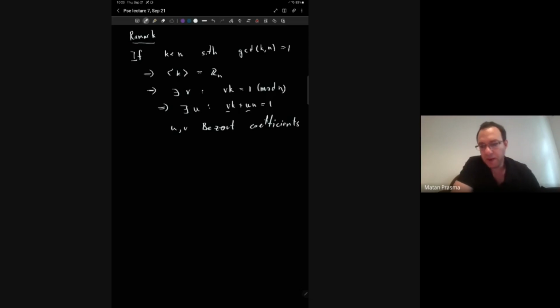Which are generally not unique, so just be careful. But this kind of statement has a more general version where you could take any two integers which are not necessarily coprime, and then the Bezout coefficients will give you that u times n plus v times k would be equal to the GCD of k and n. But we actually only used this version so far. So this is a proof.